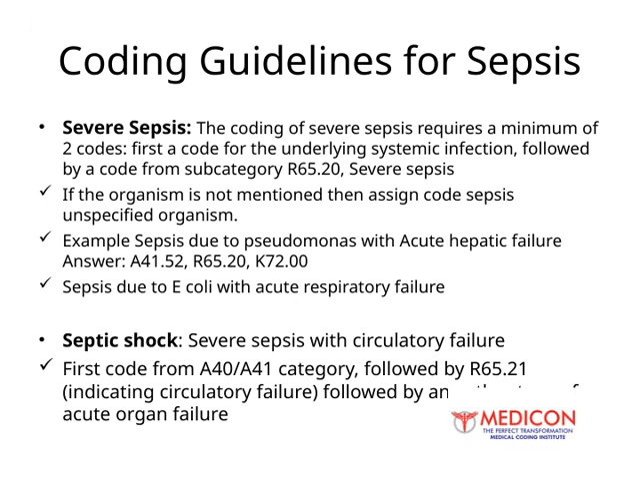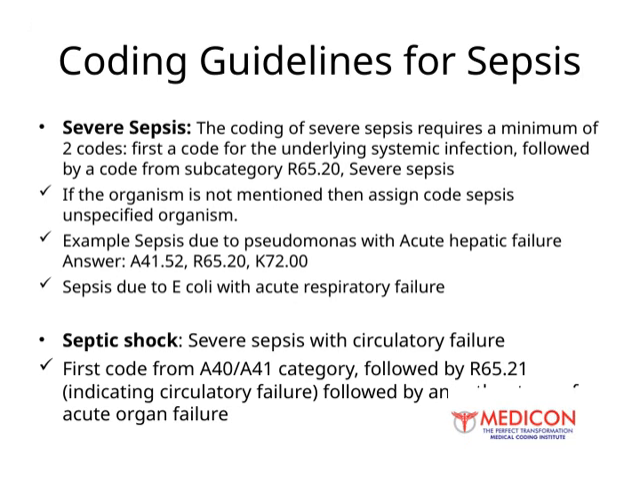For example, if there's sepsis due to Pseudomonas along with acute hepatic failure, the correct codes would be A41.52 for Pseudomonas sepsis, R65.20 for severe sepsis, and K72.00 for acute hepatic failure. Similarly, if you have sepsis caused by E. coli with acute respiratory failure, you'd follow the same approach. First, the organism-specific code, then the severe sepsis code, and add any organ failure codes as needed.